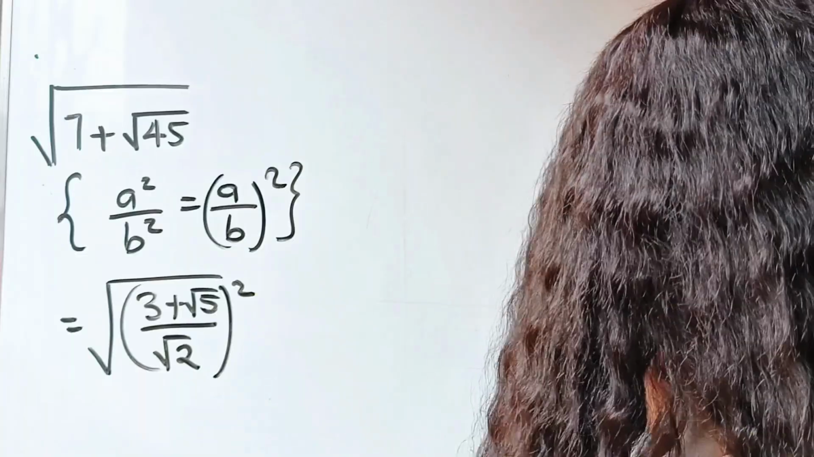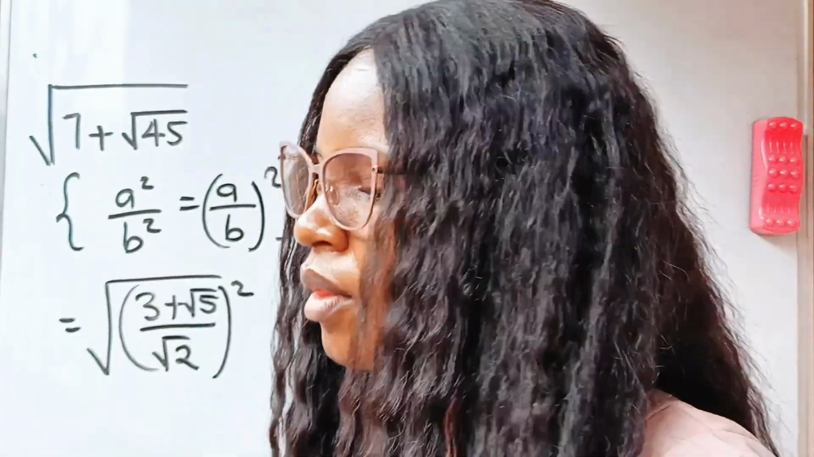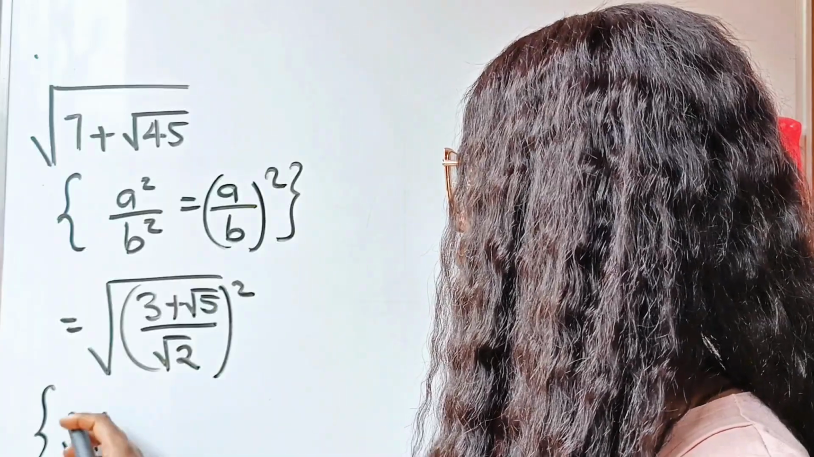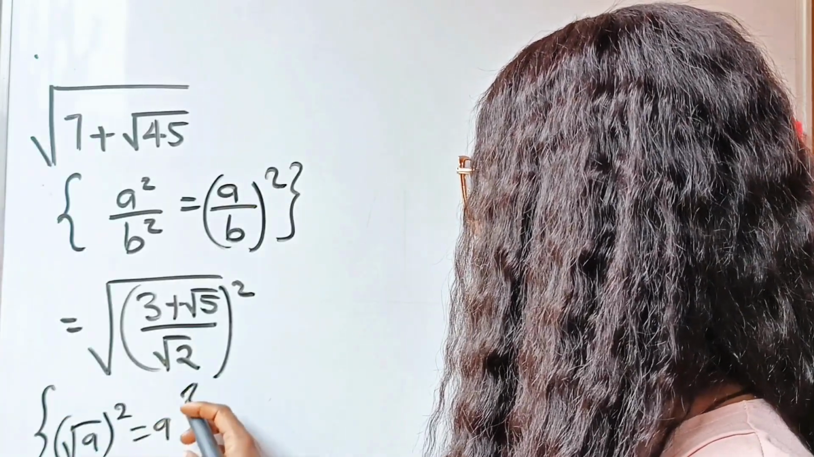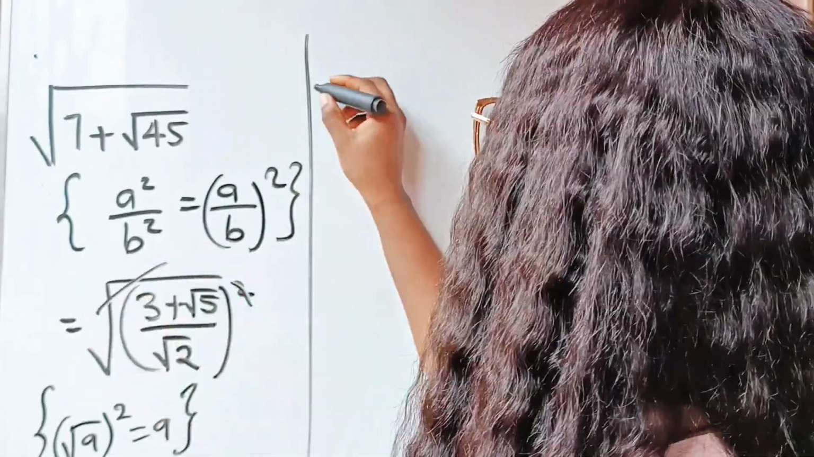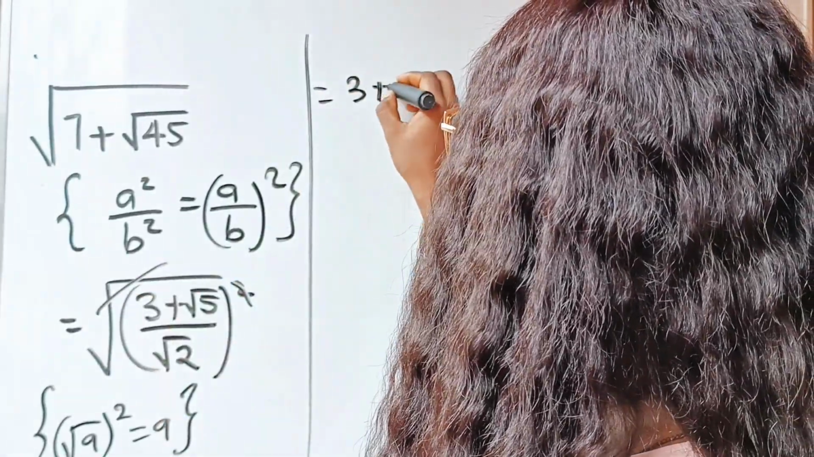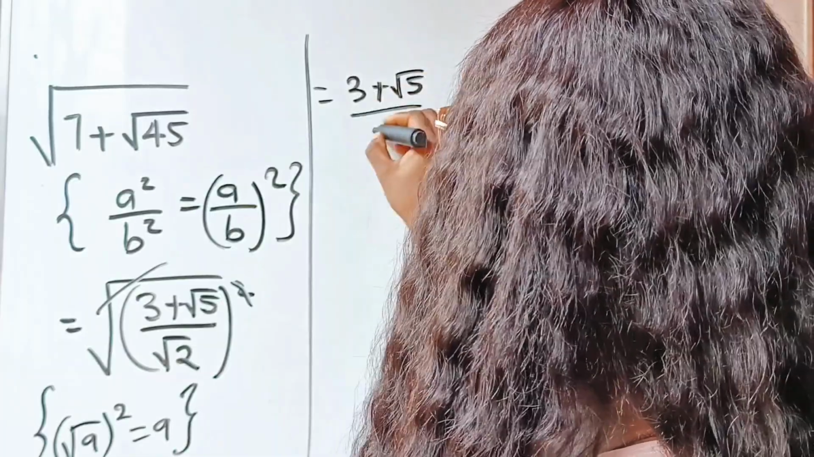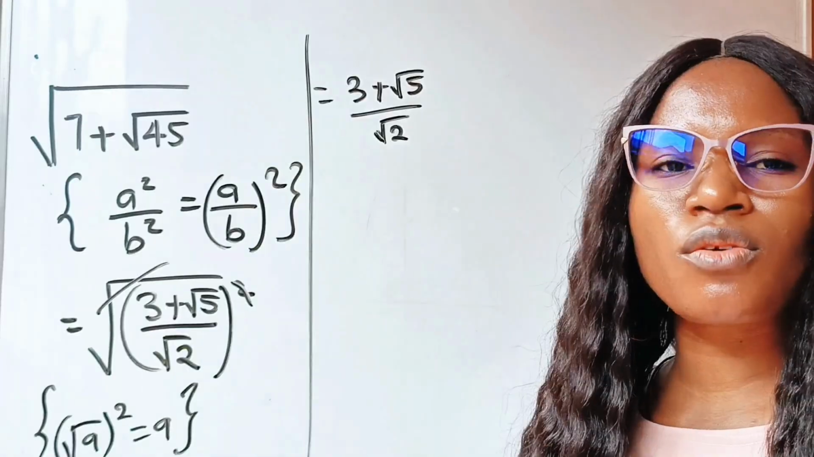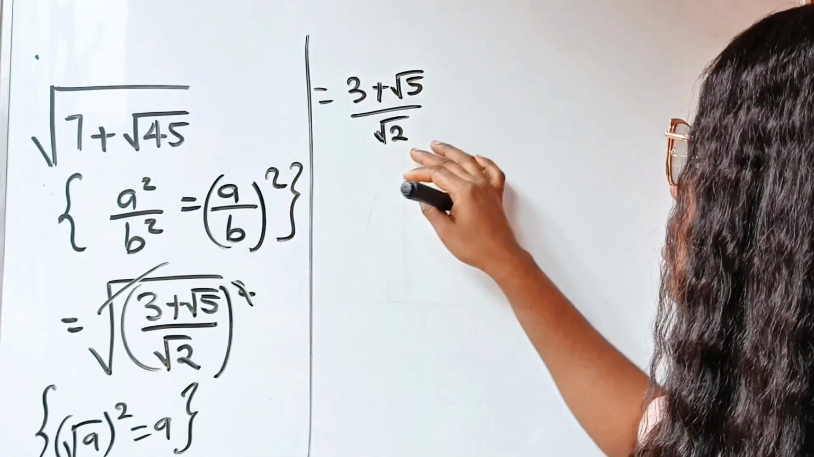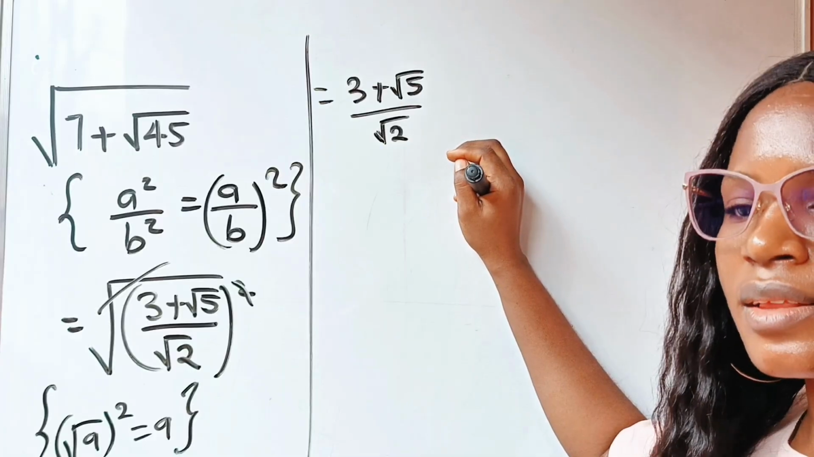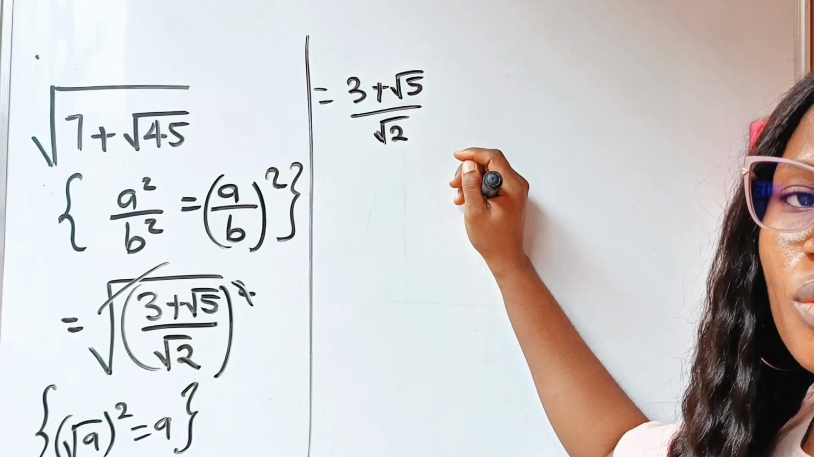Okay, now remember, let me clean everything here. Remember that square root of a squared is equal to a. Okay, so that means that this will remove this, and what we have is 3 plus root 5 divided by root 2. Now I want you to note that anytime you are solving anything in mathematics and your denominator happens to be a surd, please kindly rationalize the denominator.